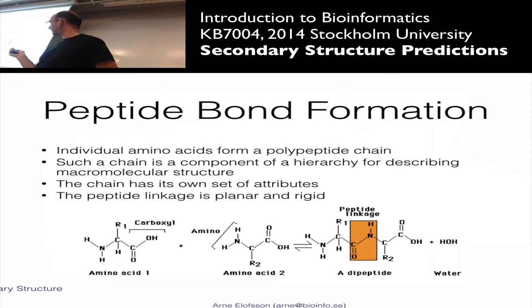Another key concept of the protein is the peptide bond. You have a reaction where you take two amino acids and fuse them together and form what's called a peptide linkage here. This is the carbonyl-amine group linkage. That is the normal fusion mechanism.